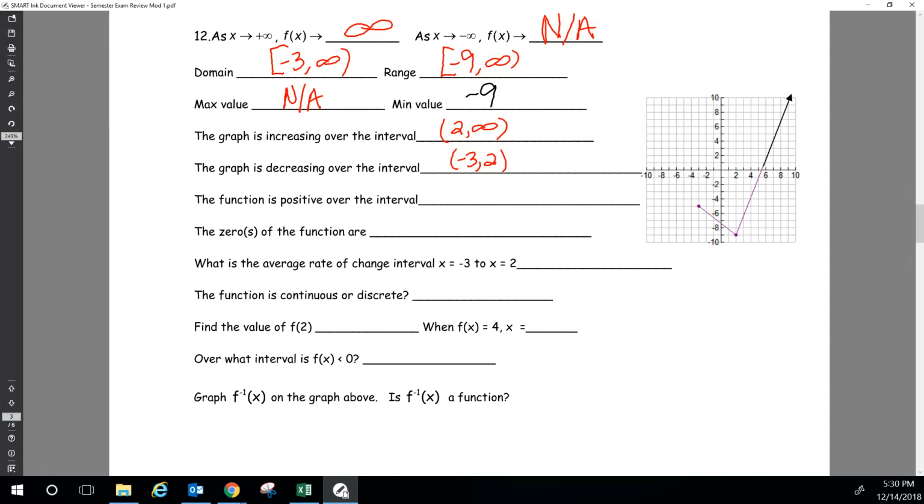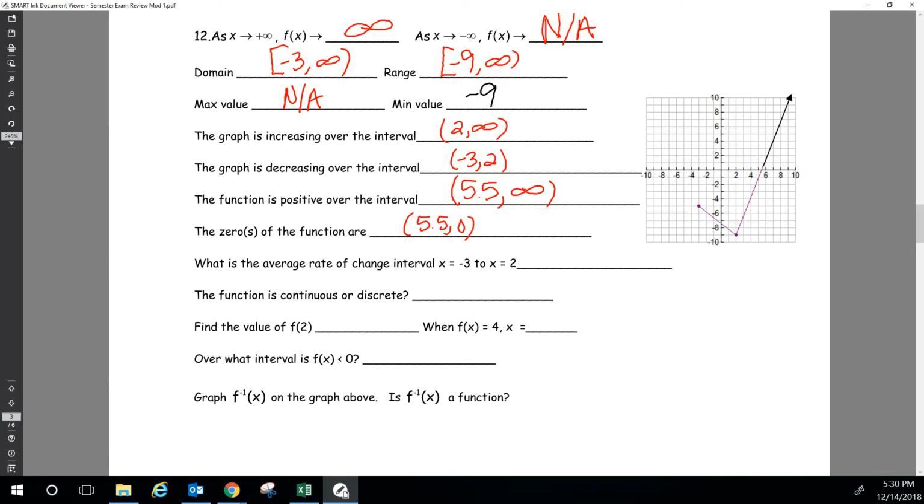Where is this graph positive? Well, it's positive from, let's say, about 5.5 to infinity. The y values are positive. So 5.5, looks like a comma, 5.5 to infinity. All right, what are the zeros of this function? It's crossing right there at 5.5, so (5.5, 0).